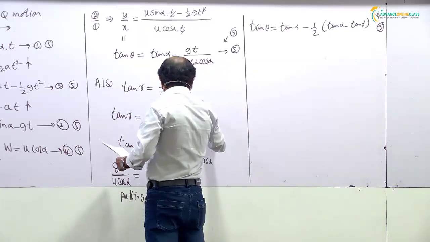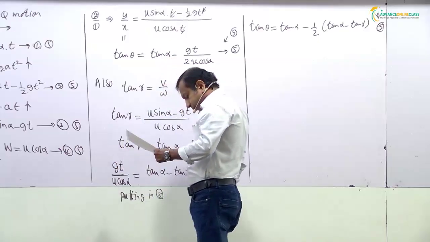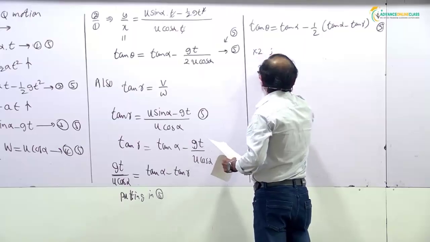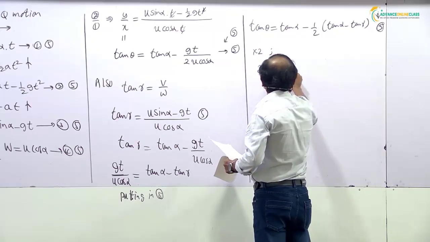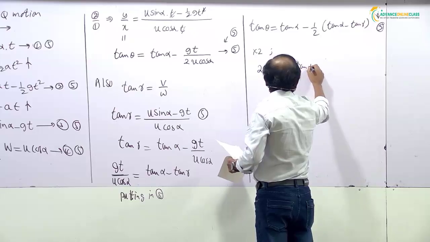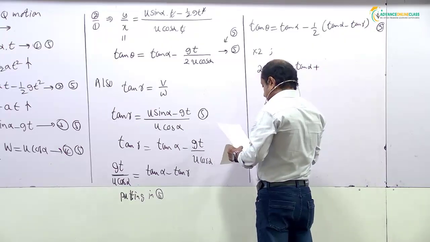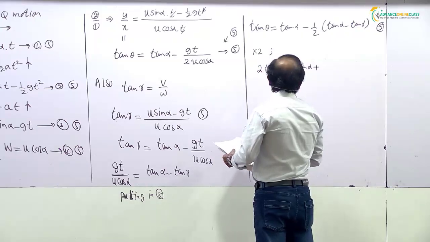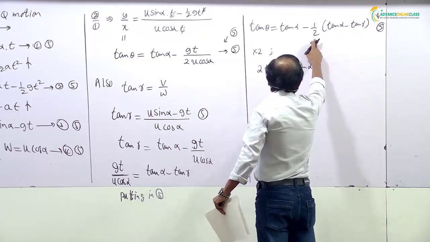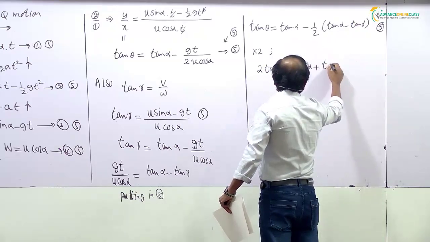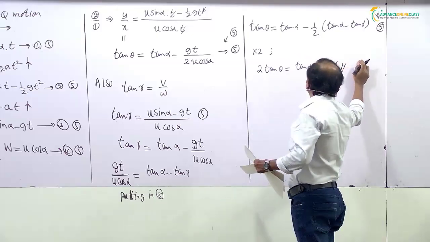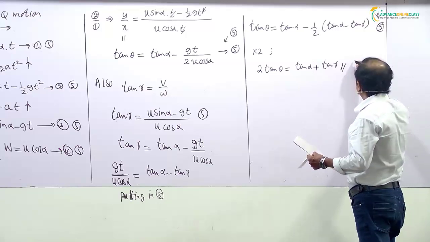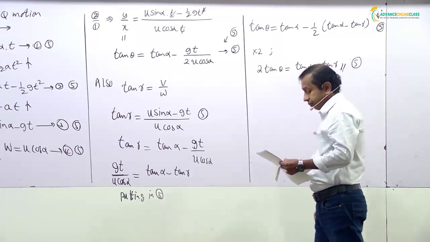Right, tan gamma for this 5 marks coming. Now simplify this, multiply by 2. You get 2 tan theta equals tan alpha plus tan gamma. For the last 5 marks.